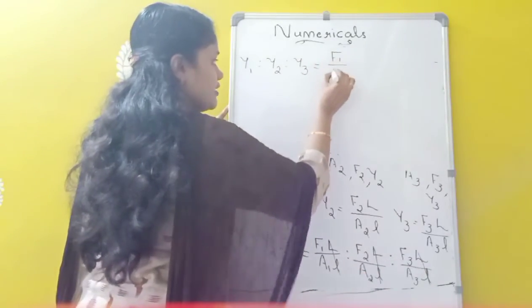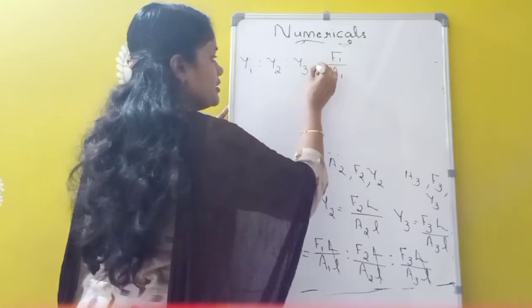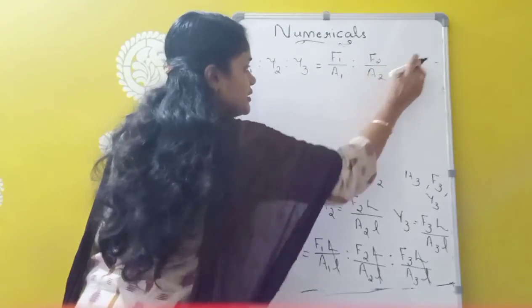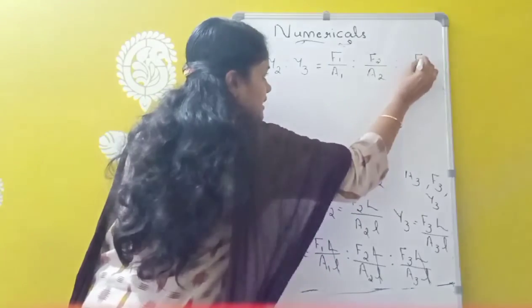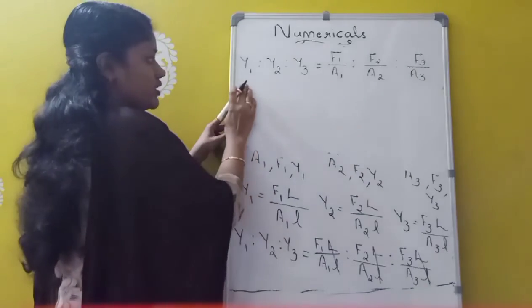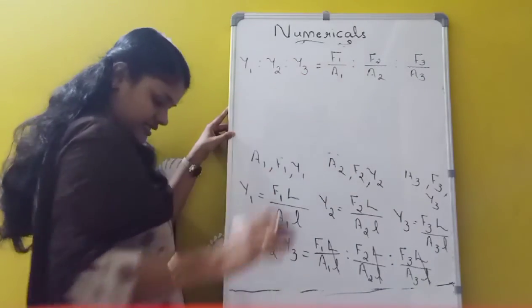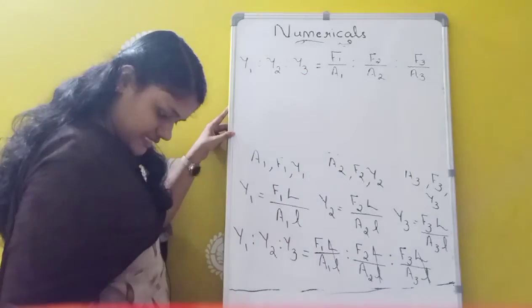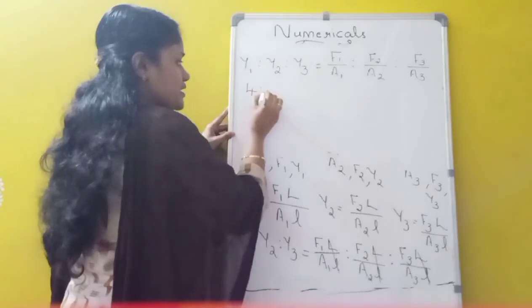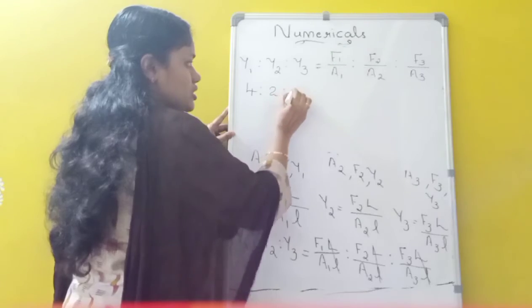So remaining, Y1 is to Y2 is to Y3 equals F1 by A1 is to F2 by A2 is to F3 by A3. Now the Young's modulus ratio is already given in the question itself. It is 4 is to 2 is to 1.